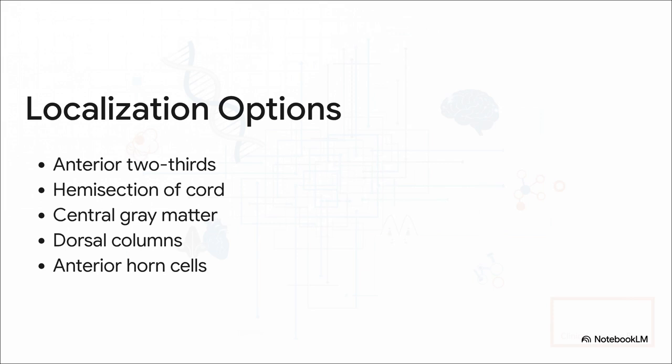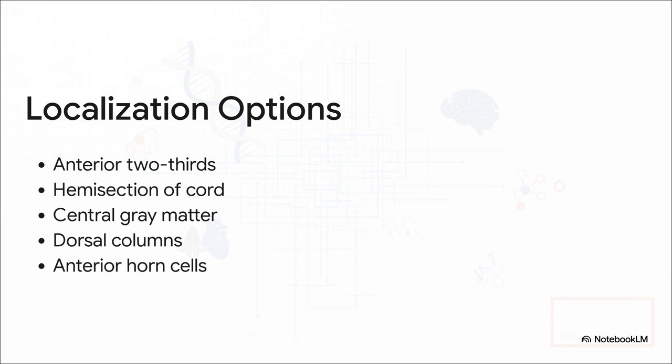Option A, anterior 2/3, causes anterior cord syndrome. That presents with bilateral paralysis below the lesion, not isolated arm weakness. Option B, hemisection, defines Brown-Séquard syndrome, presenting with asymmetric deficits like ipsilateral motor loss and contralateral pain and temperature loss.